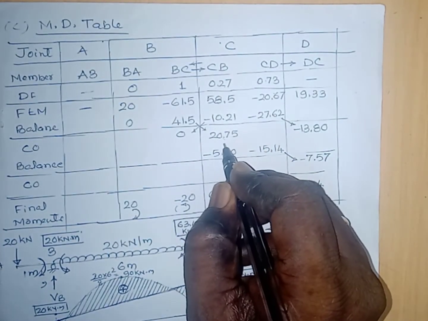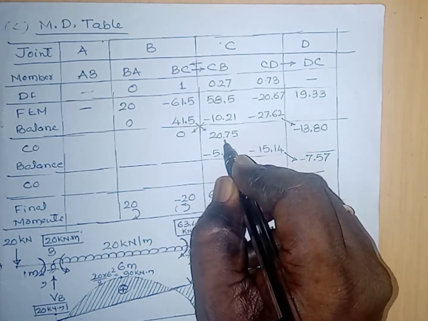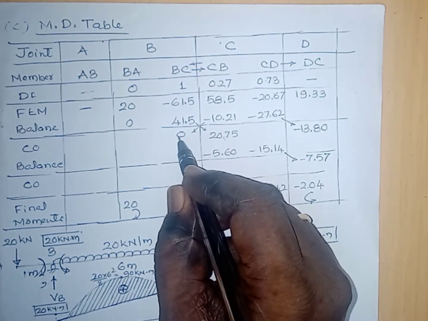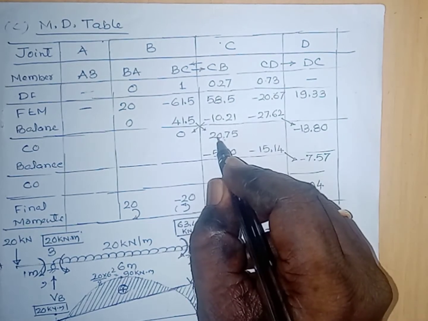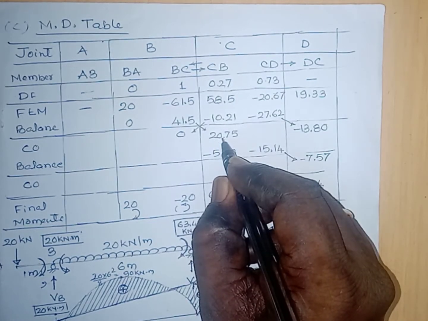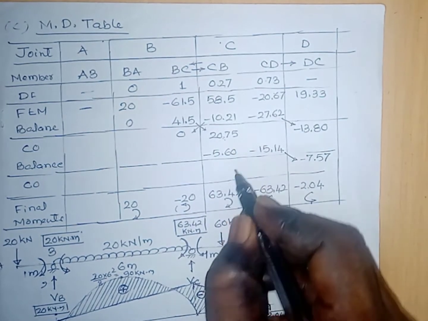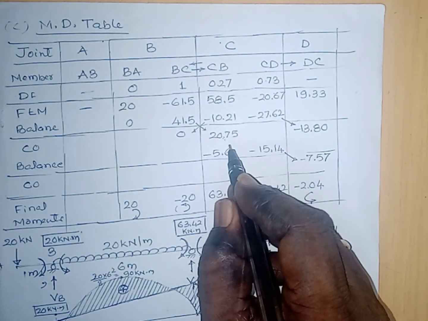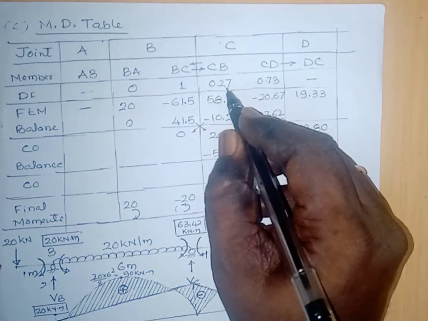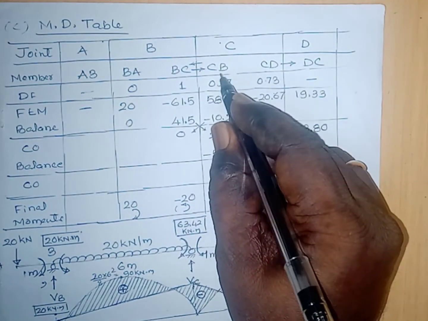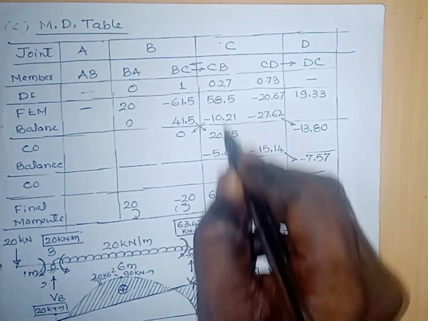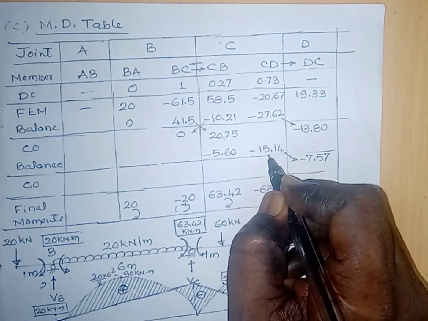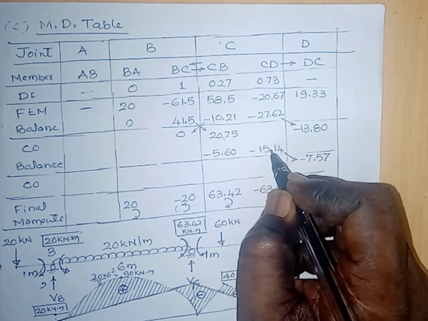Then here again there is an unbalanced moment at joint C. At joint B, that is 0 already. At joint C, there is an unbalanced moment of 20.75. Then we have to balance this by adding minus 20.75, which is distributed at the rate of 0.27, that is minus 5.6 for CB, and at the rate of 0.73, that one is minus 15.14.